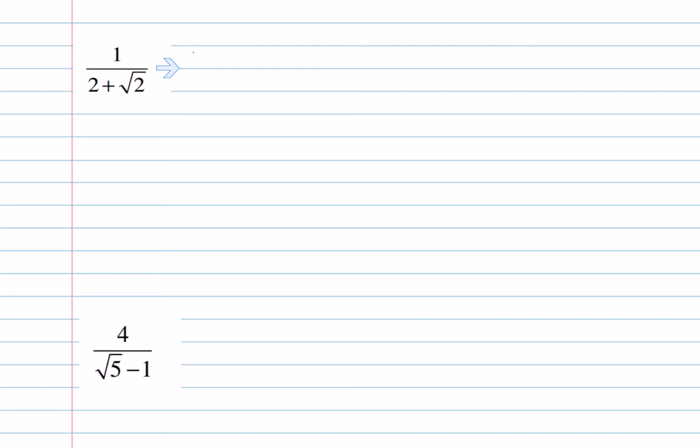Here we have another question here with a surd at the bottom line of the fraction. So again we want to try and rationalise this denominator and remove the surd from the bottom line. So let's have a go at this using the same method. So we have 1 over 2 plus root 2, and we're going to multiply that now by root 2 over root 2 to remove the surd from the bottom line of the fraction.